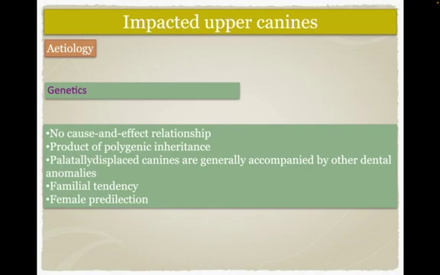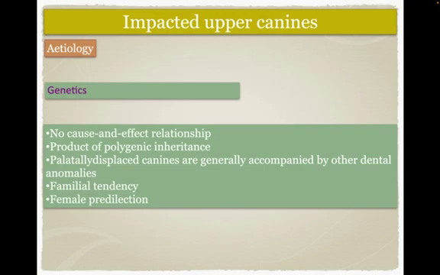Now, the first theory is the genetic theory. This genetic theory explains mainly the palatally impacted canine. Why do we have palatally impacted canine? Basically, the genetic theory says that we have a polygenetic inheritance. And as we mentioned before, we see more palatally impacted canine with the class 2 division 2 malocclusion.